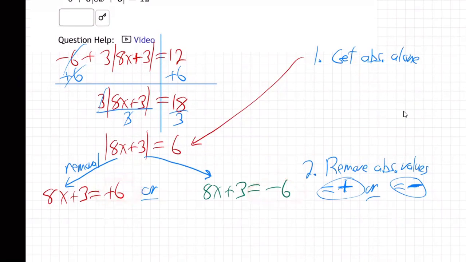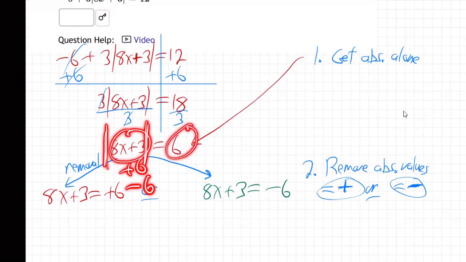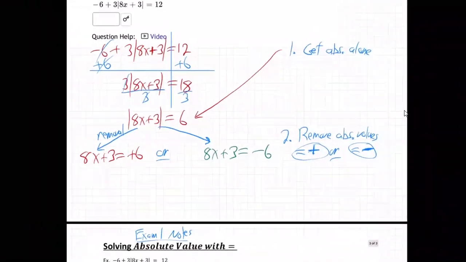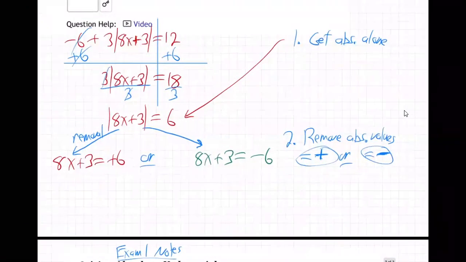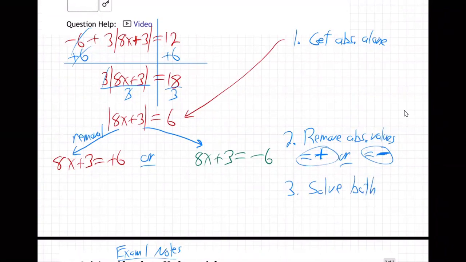Why? Because that's what absolute value means, doesn't it? The absolute value, what was inside, could be positive 6 or negative 6, and the absolute value of it would have been coming out 6. It'll work either way. It's true either way. So now we just solve them both. Step 3, solve both.